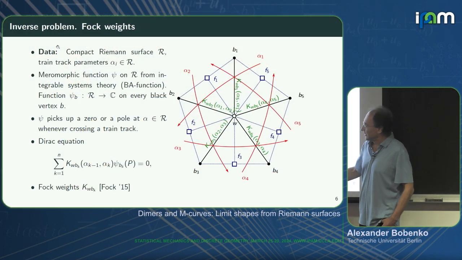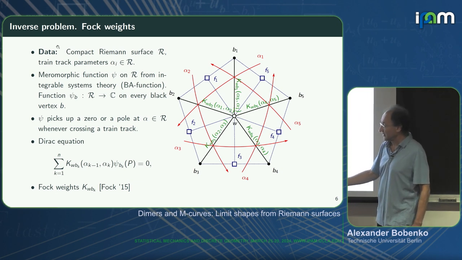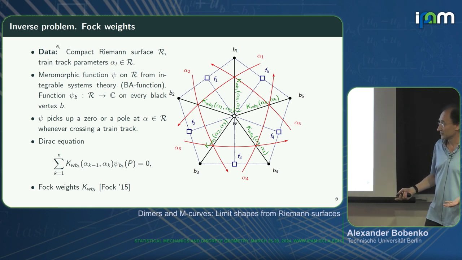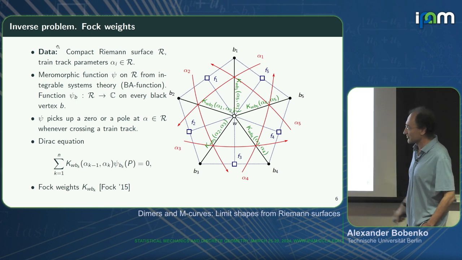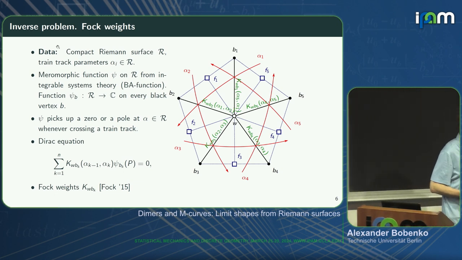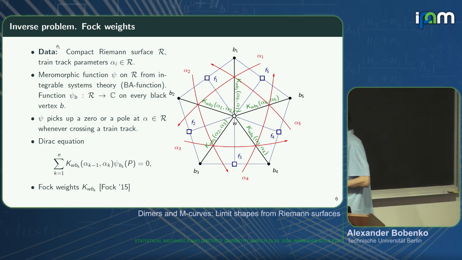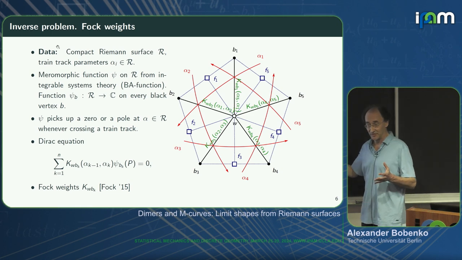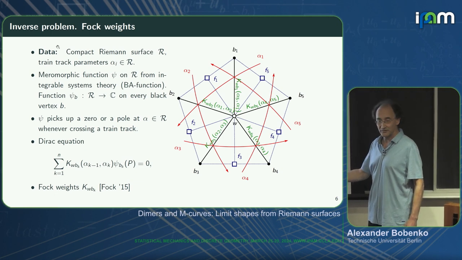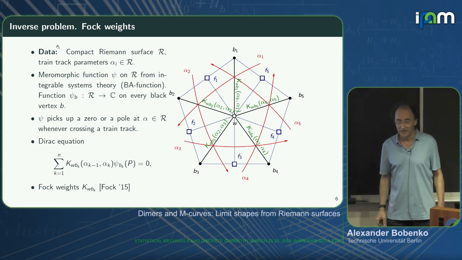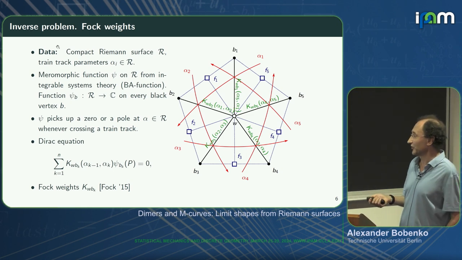So here, you see, this function psi depends on p, and p is a point on the Riemann surface. But these coefficients are independent of p, of course. They are just linear dependence coefficients. And they are so-called Fock weights, who derived some formulas for them long time ago, 10 years ago. Some formulas will appear. So you see, we come from this inverse method approach with some abstract data on a Riemann surface, abstract meromorphic functions, but we have already some linear equation. And we see that these psi's lie in the kernel of the Dirac operator. And that's the reason why we are very close to dimers already.